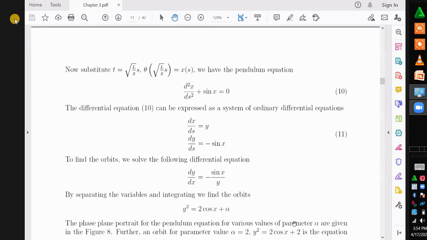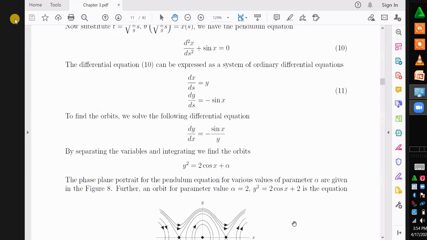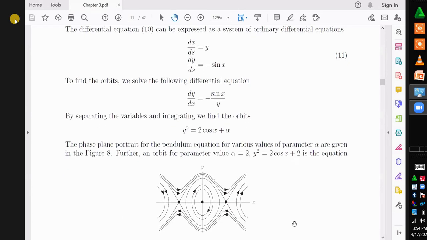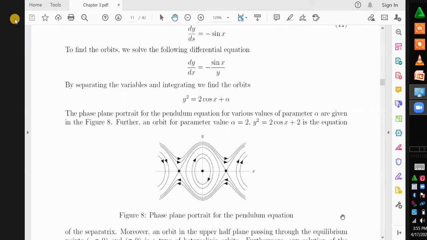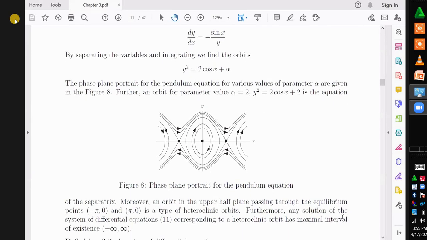And the phase plane portrait for the pendulum equation for various values of parameter alpha is given in this diagram. And for alpha equal to 2, the curve is y square is 2 cosine x plus 2. This curve is called the equation of separatrix.